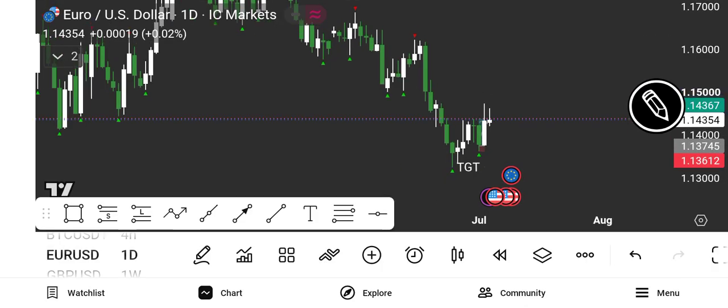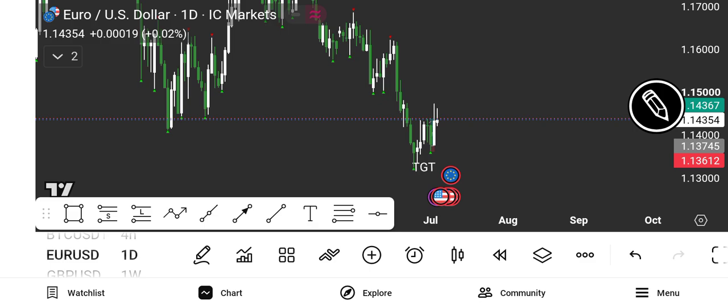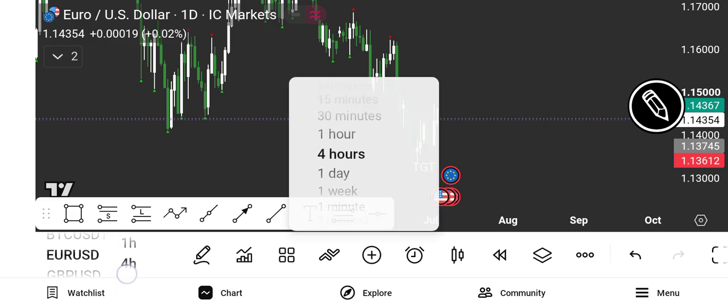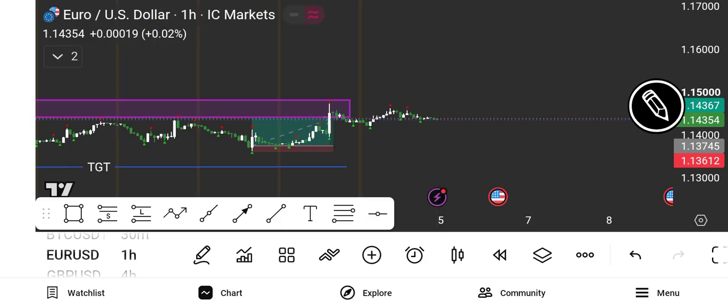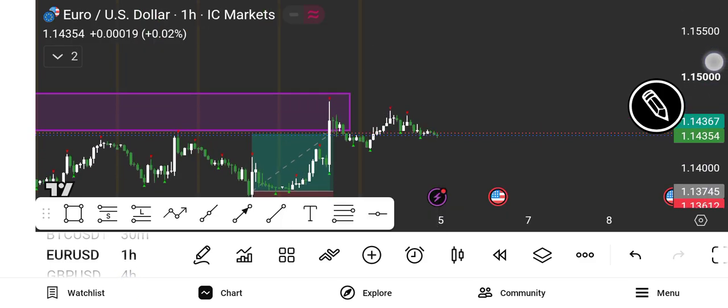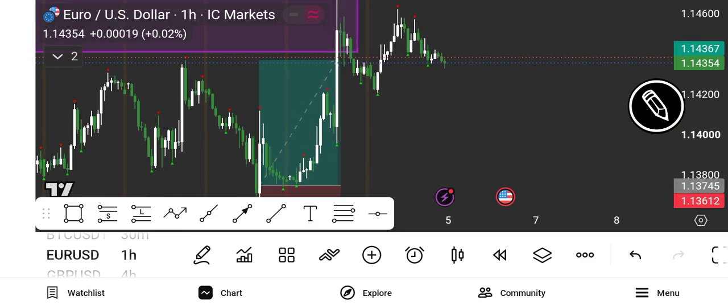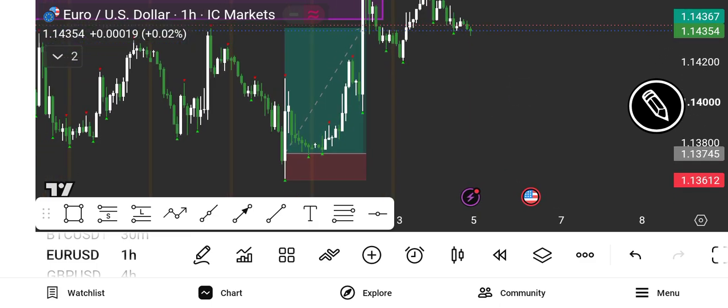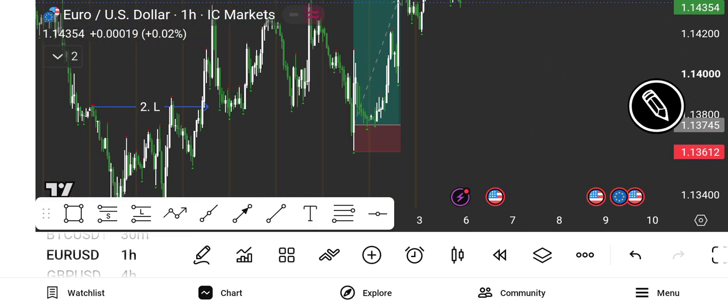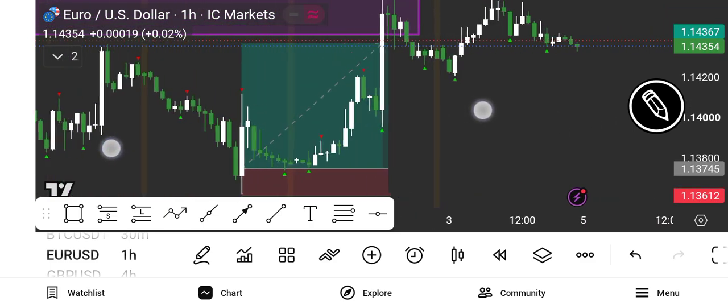We don't know for sure until it gets to that zone. Then we go down to the 1 hour time frame to see if it would give us a reversal or realignment in the direction of the daily time frame. Then we would know that that fair value gap intends to be respected. So okay, just a quick one there.